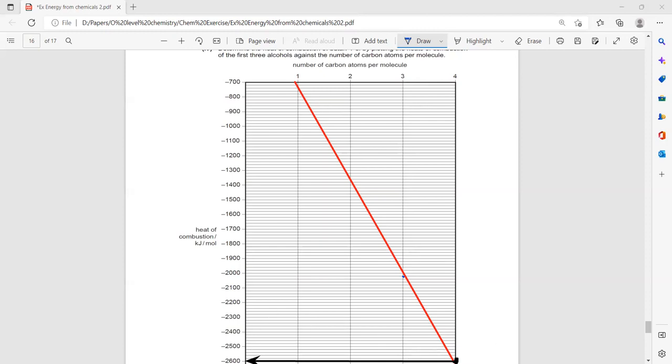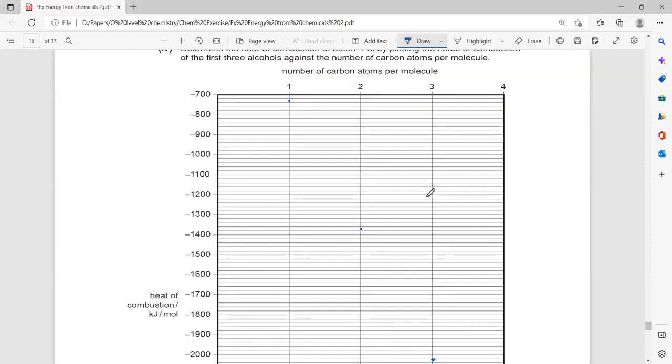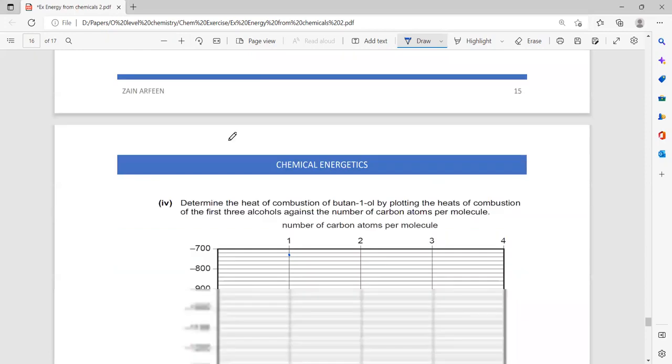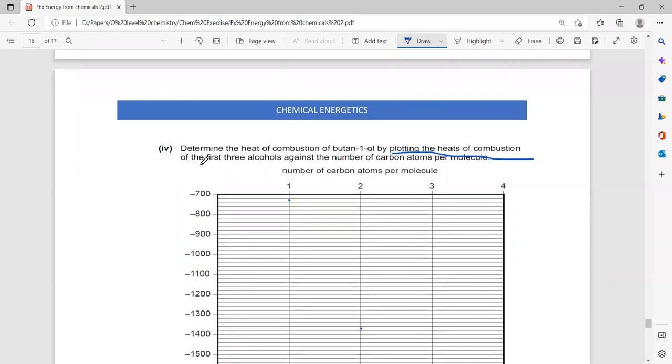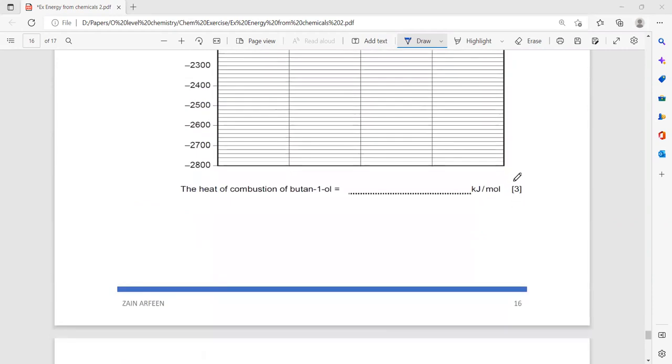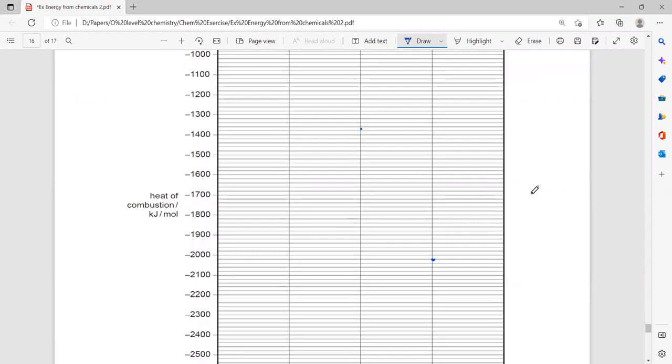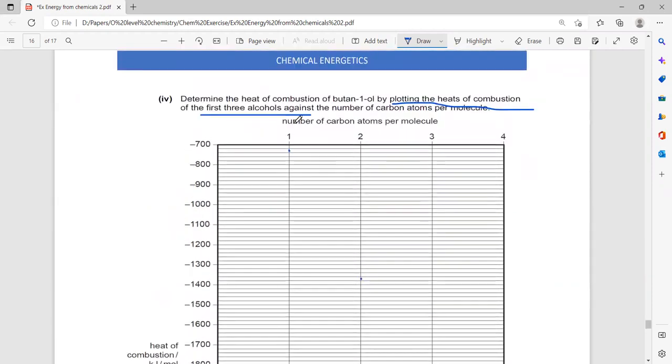Because if you read the question, normally students solve this question in this manner. But the question says determine the heat of combustion by plotting the heat of combustion of the first three alcohols. So you have to actually plot them to work it out. You may lose marks here, for example, it's 3 marks. If you write minus 2,600, you will score 2 marks, but you will lose the third mark if you don't show this on your graph.